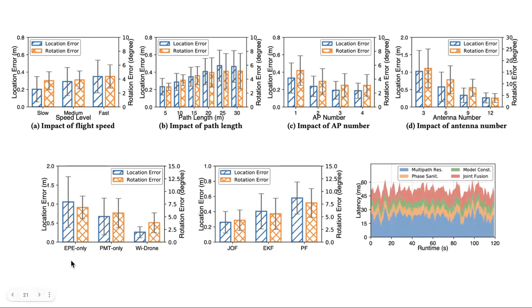So with the EPE, exterior perceptive component, if we use this one only by removing PMT and I think also removing the drone optimization module. So basically, combining all of them, we can reduce the errors from 1 down to 0.23 meters in location errors, and reduce the rotation errors from around 7.5 to around 4 degrees.